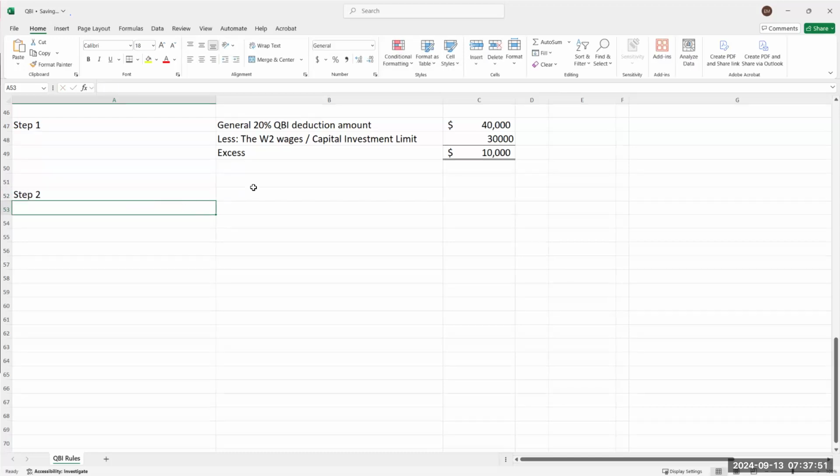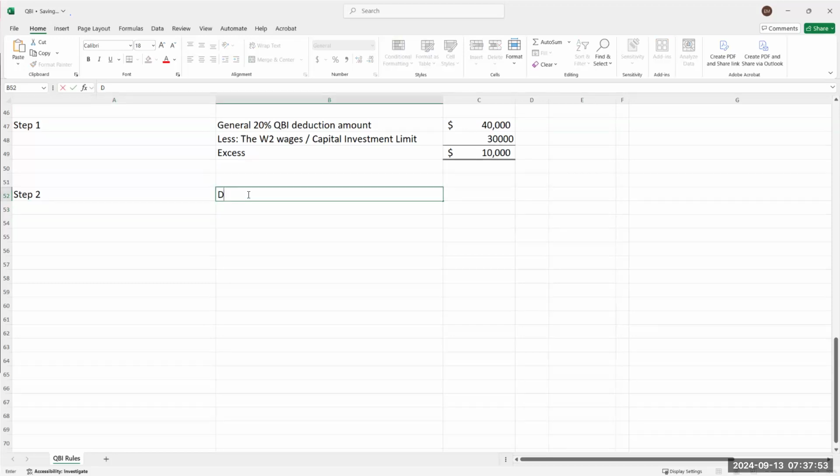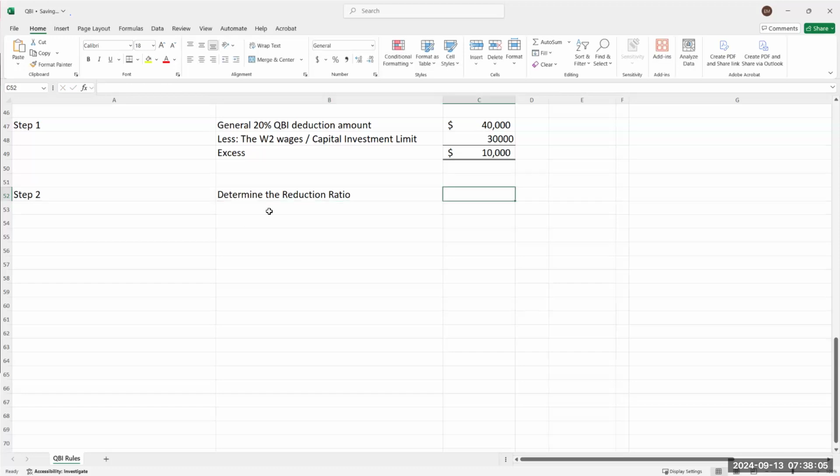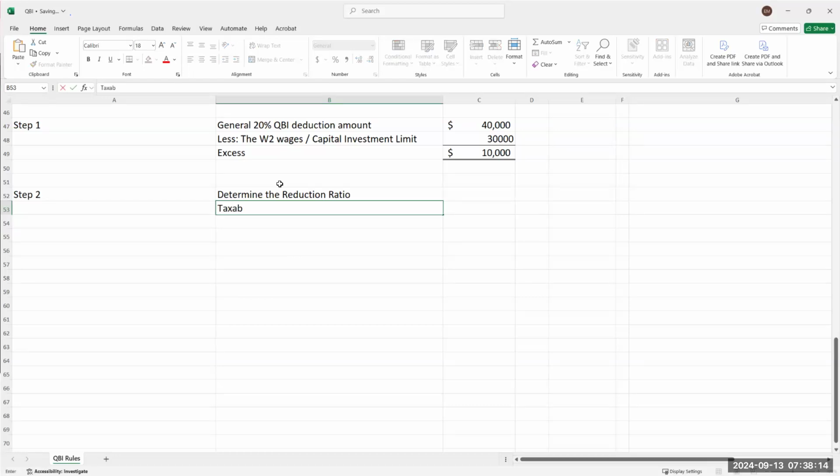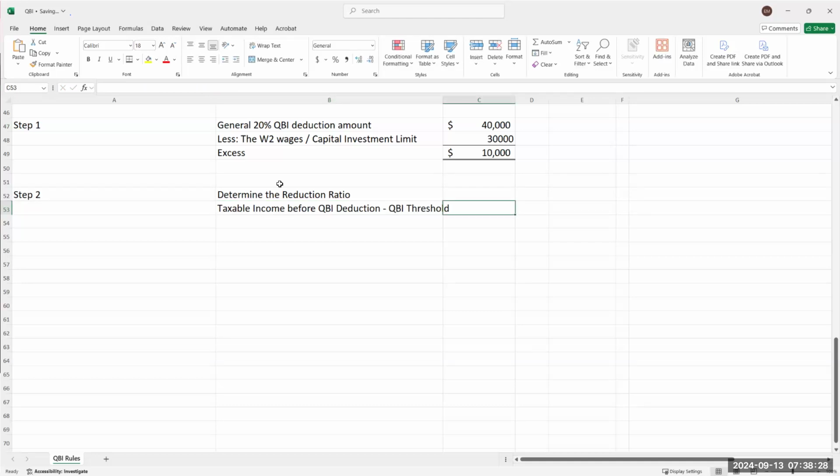All right, so for step two, we determine the deduction ratio. So how do we determine that? It's the taxable income before the QBI deduction minus the QBI threshold.